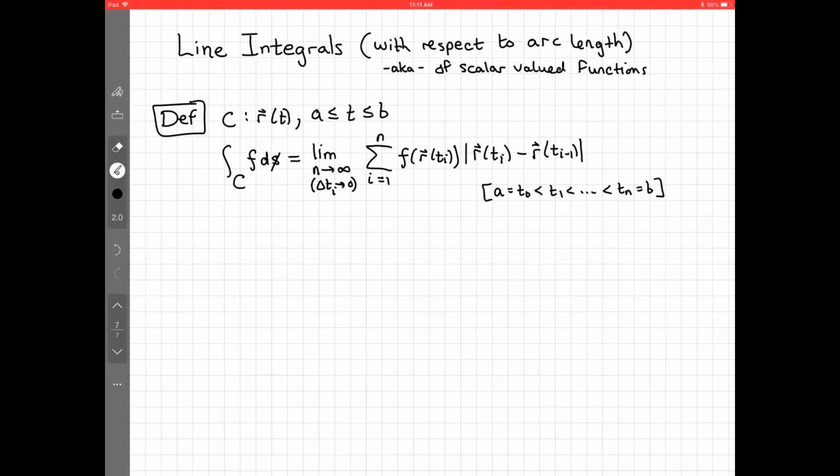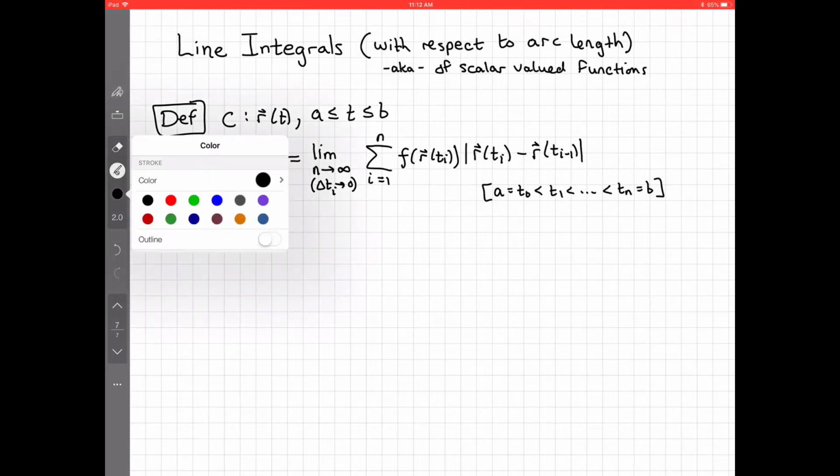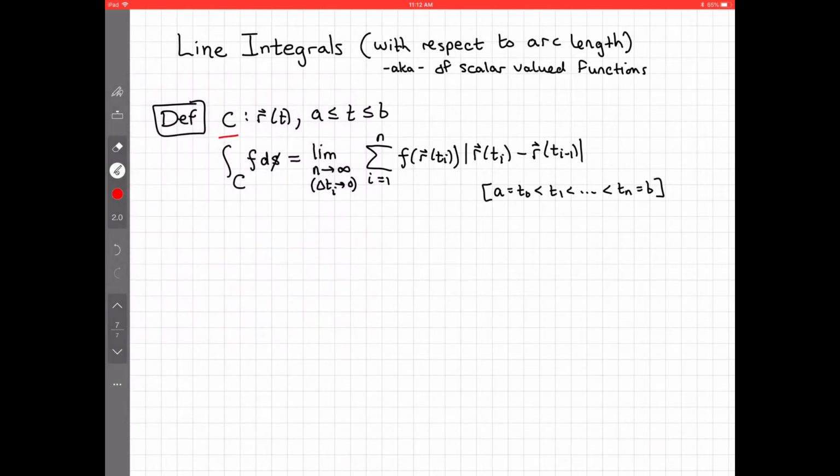Now we look at line integrals, specifically line integrals with respect to arc length, or line integrals of scalar valued functions. Should warn you there's another common type of line integral, a line integral of a vector field along a curve through a vector field, and we'll consider those much later. All right, so for this type of line integral, we start off with a parameterized curve. We'll say that C is our curve, parameterized by r of t with domain interval [a, b].